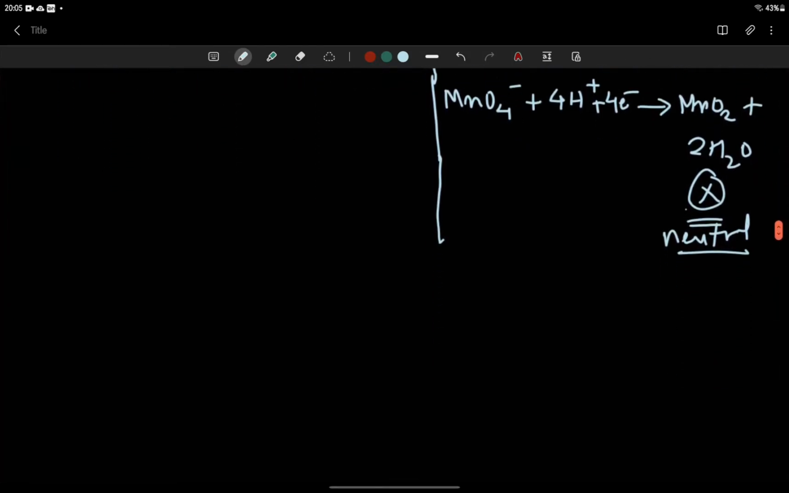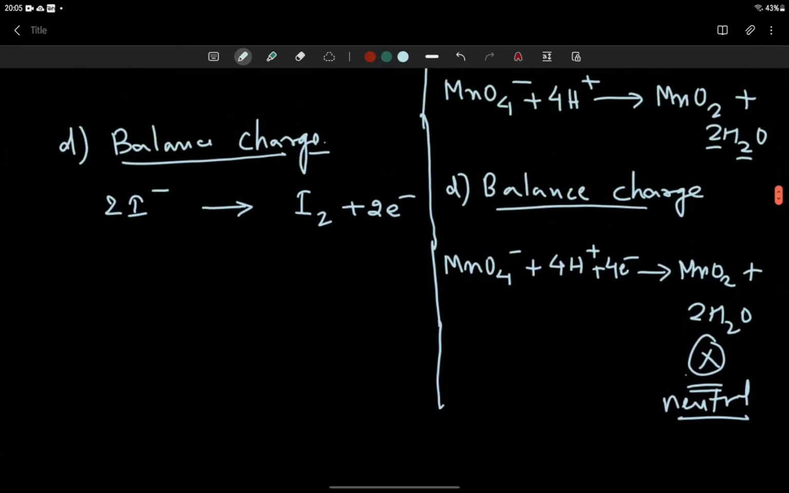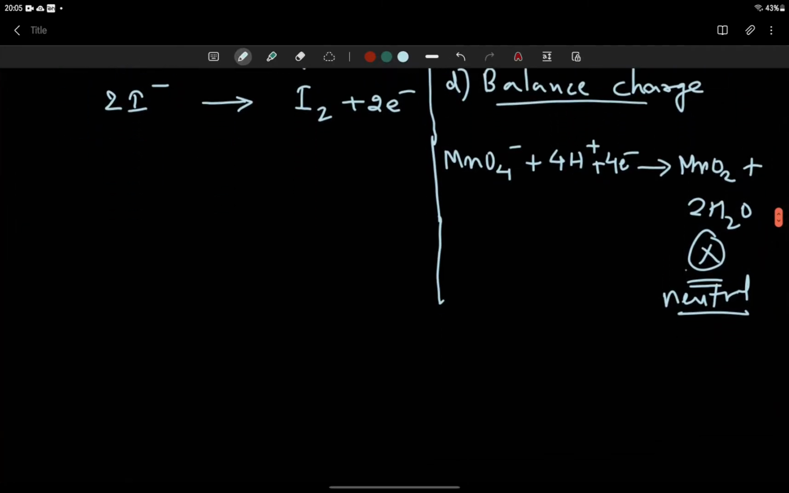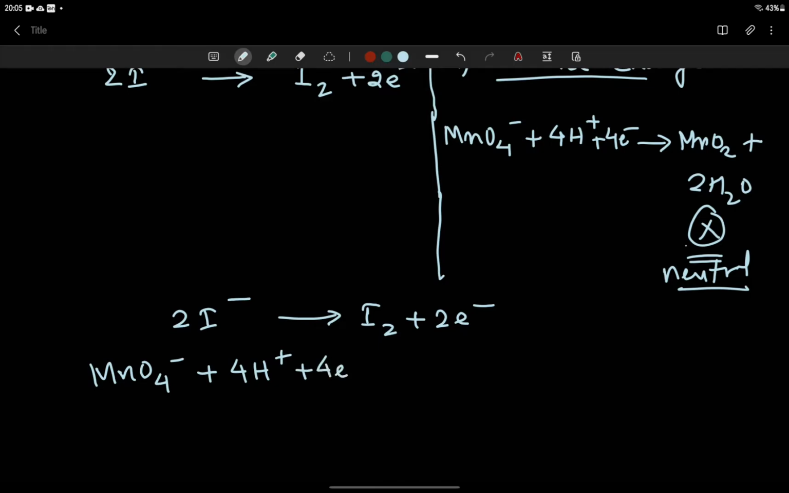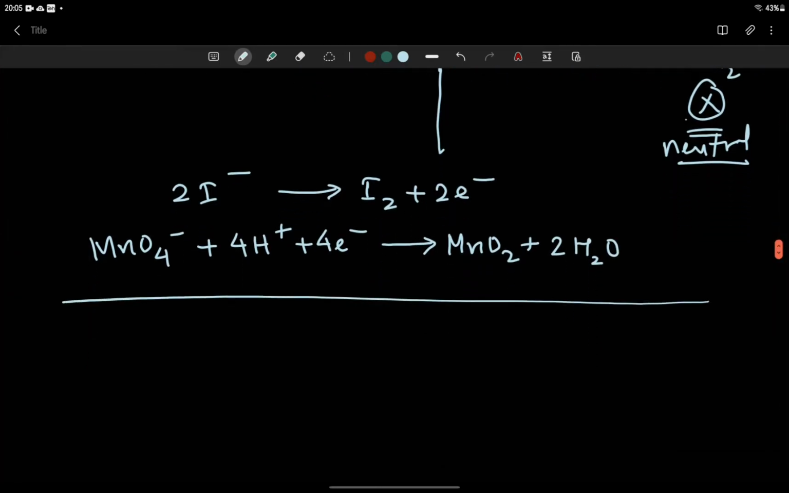Now after balancing the charge, the next step is to make electron gain equivalent to electron lost. So for doing this I have to write both the equations together. 2I minus gives I2 plus 2 electrons, and here MnO4 minus plus 4H plus plus 4 electrons gives you MnO2 plus 2H2O. Now it is a basic medium, right? It is a basic medium, remember that. In basic medium H plus should not be seen, otherwise it will be wrong.